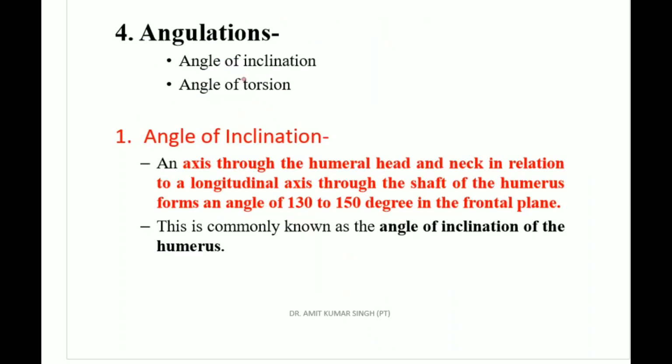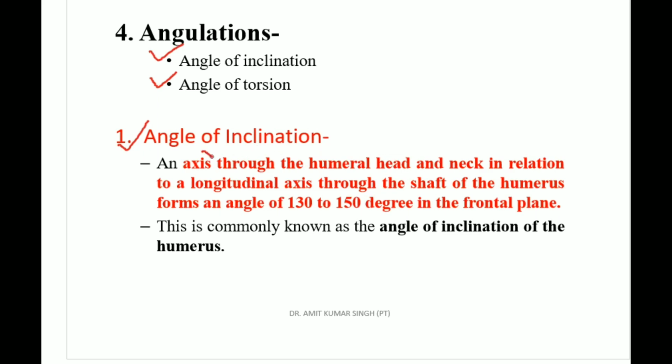Next, angulations. There are two angles which can be seen in the shoulder complex. First one, angle of inclination. Second, angle of torsion. So let us discuss the first angle, angle of inclination. What is angle of inclination? I will show you a diagram after this slide.